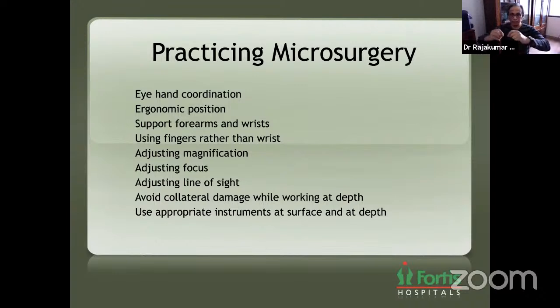Support forearms and wrist while you operate so the shake is minimized. As you understand, as you extend the arms, you start having some mild tremors. Therefore, you should support the arms, forearms and wrists very nicely so that your hand becomes very steady. And then normally when you're operating heavy instruments, you end up using wrists.